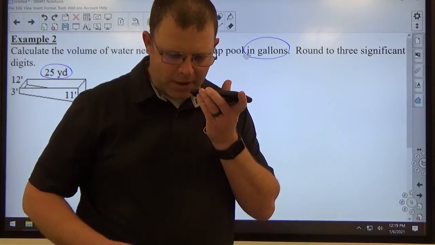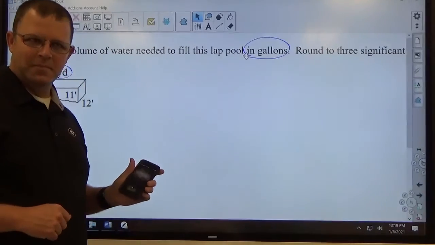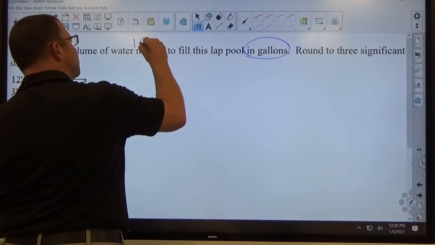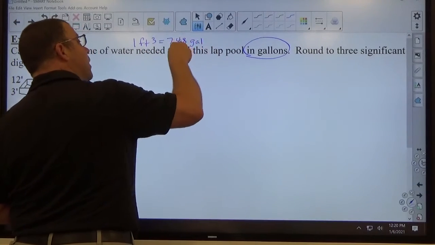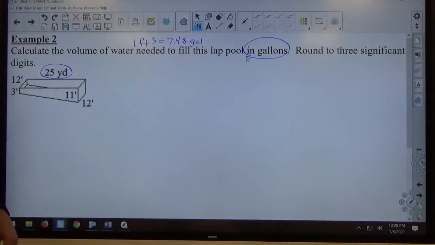Hey Siri, how many gallons in a cubic foot? 1 cubic foot is 7.48 gallons. It wasn't 7.81, it's 7.48. When you can't find it in your book, use your technology. All right, so 1 cubic foot, 7.48 gallons.